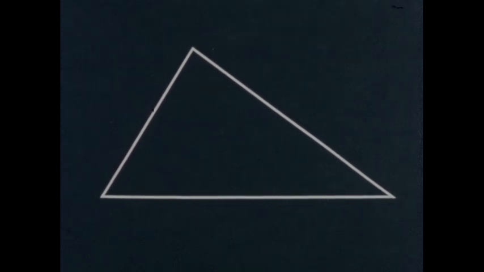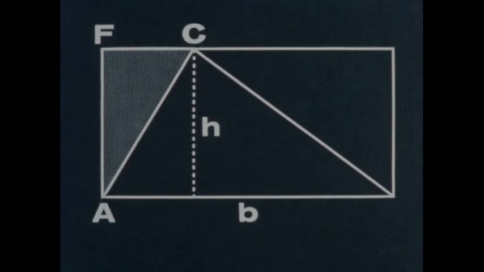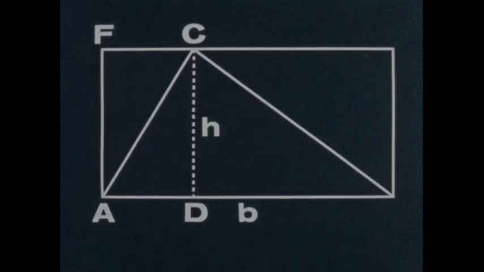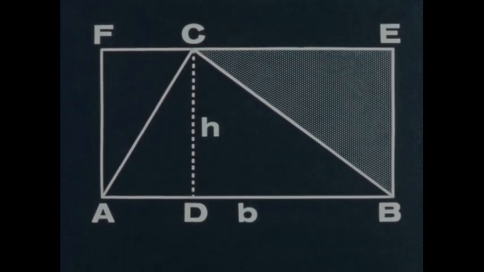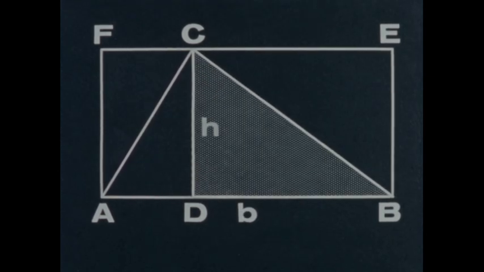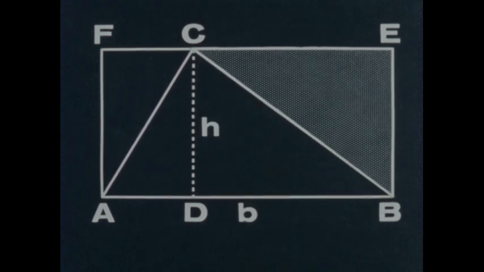First, on the base of the triangle, we construct a rectangle. The rectangle and the triangle both have the same base, B, and height, H. We see that triangle AFC is congruent to ADC. We know that these 2 congruent triangles are equal in area. In like manner, triangle CBE is congruent to CDB. We know that these 2 congruent triangles are equal in area.